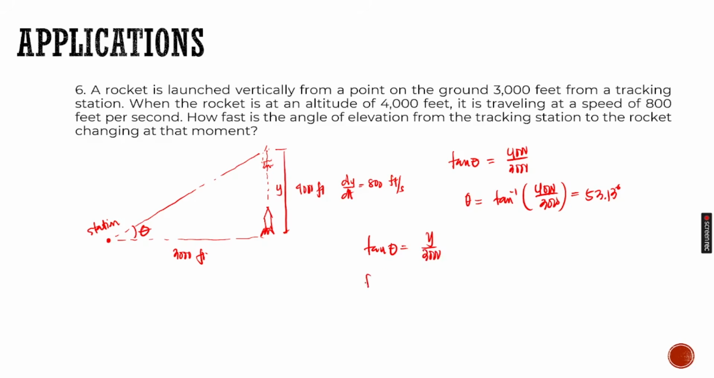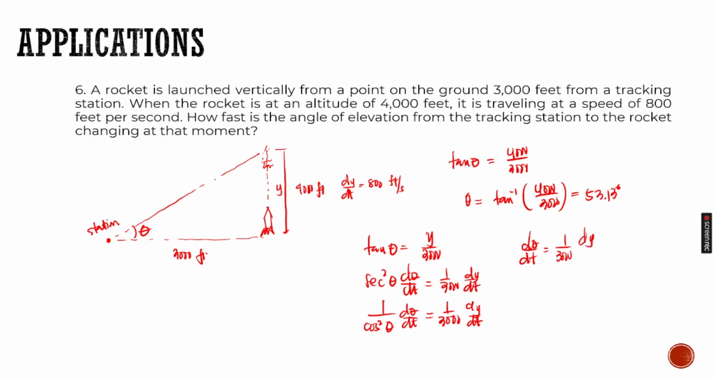Okay, so therefore, balik tayo, tangent theta is equivalent to y over 3,000. So if we will derive this one, this is secant squared theta d theta over dt, and that is 1 over 3,000 dy over dt. Okay, so itong secant theta, that is same thing with 1 over cosine squared theta d theta over dt equivalent to 1 over 3,000 dy dt. So, isolate natin yung d theta over dt. So, from here, we have d theta over dt that is about 1 over 3,000 dy over dt.